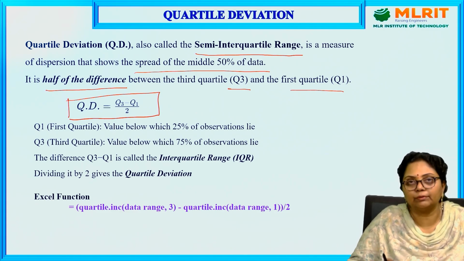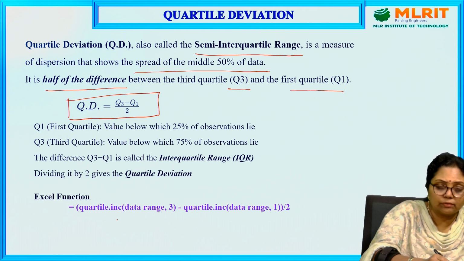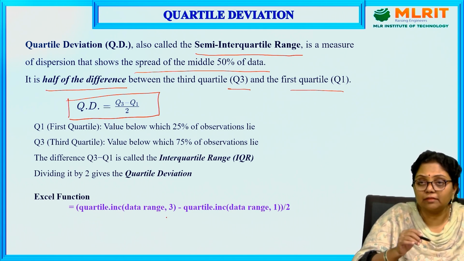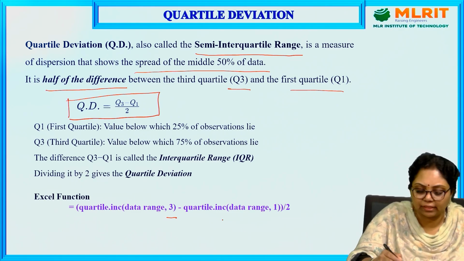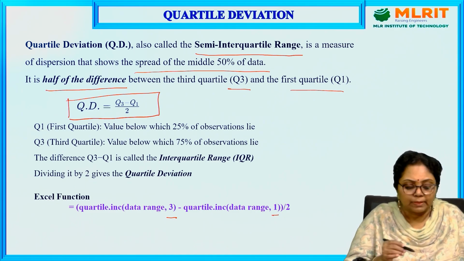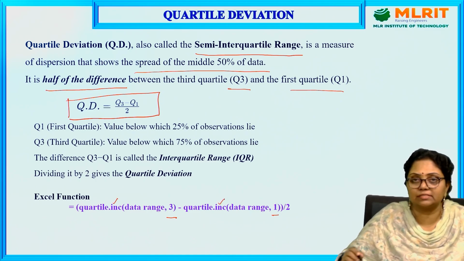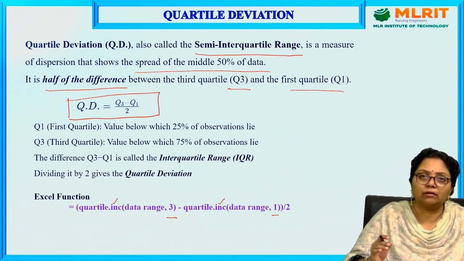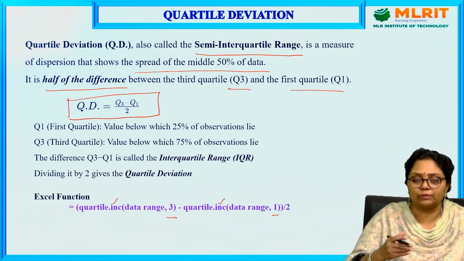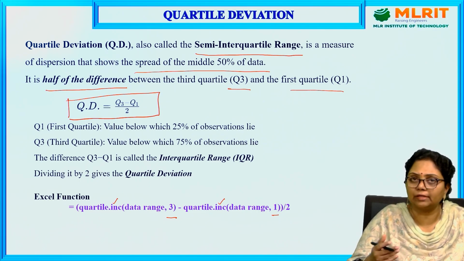For this also we have an Excel function. That Excel function is QUARTILE.INC of the data range with 3, since we first need the third quartile, minus QUARTILE.INC of the data range with 1, because it is the first quartile. There is one new word here, INC. In Excel we have two kinds of functions, INC, that is inclusive, and EXC, that is exclusive. INC means we include those values in consideration, but when we use EXC, we exclude those values while calculating the quartile deviation.